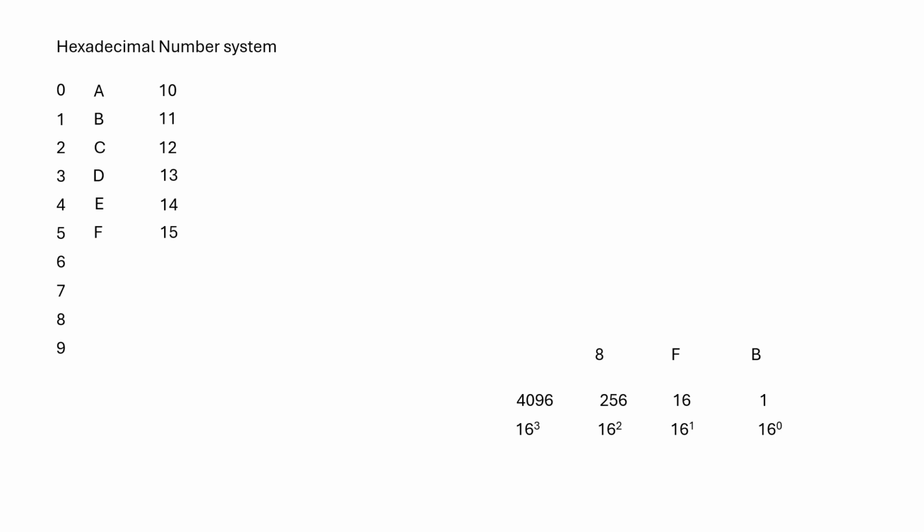Now, to get the place value of 8, we will need to multiply 8 by 256. This will give us a value of 2048. Now we need to add these numbers to get the value 2299. So 8FB in hexadecimal is equal to 2299 in decimal.